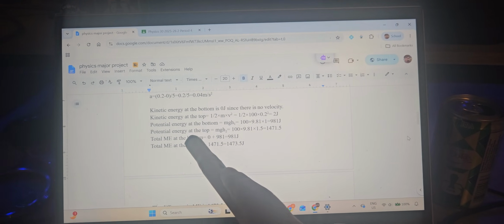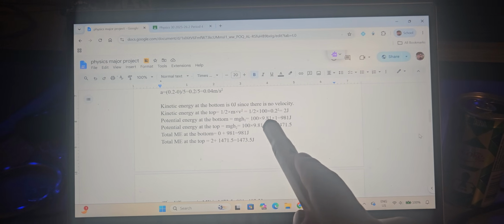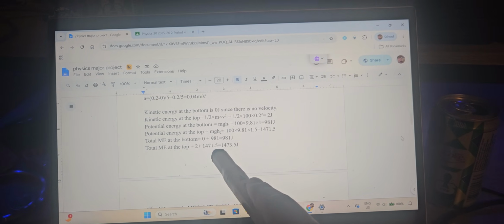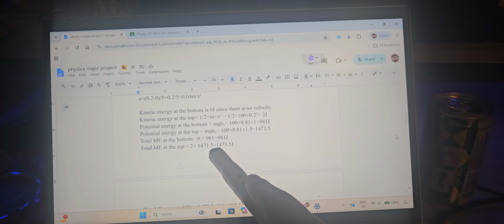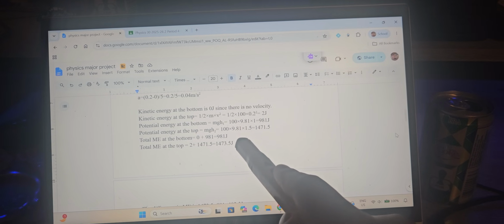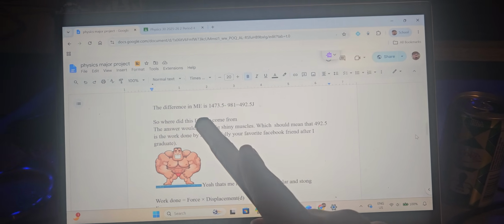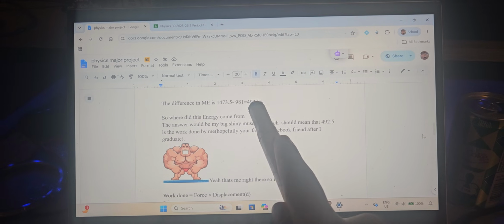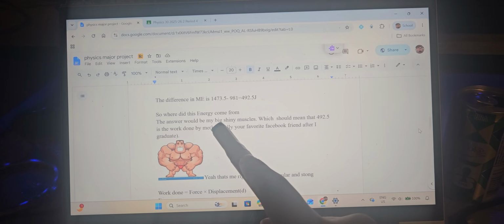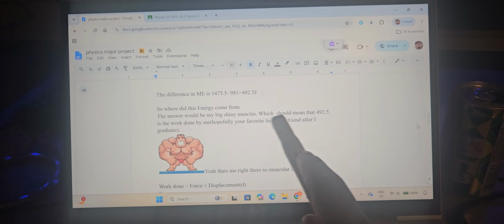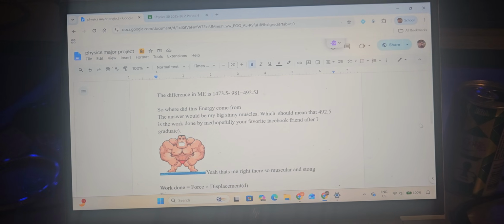And we can find our energies, and when we find these out, the mechanical energy should be equal, but they're not because my muscles are applying some force. So there's a difference in the mechanical energies, and if my calculations are right, that should be the work done by me.